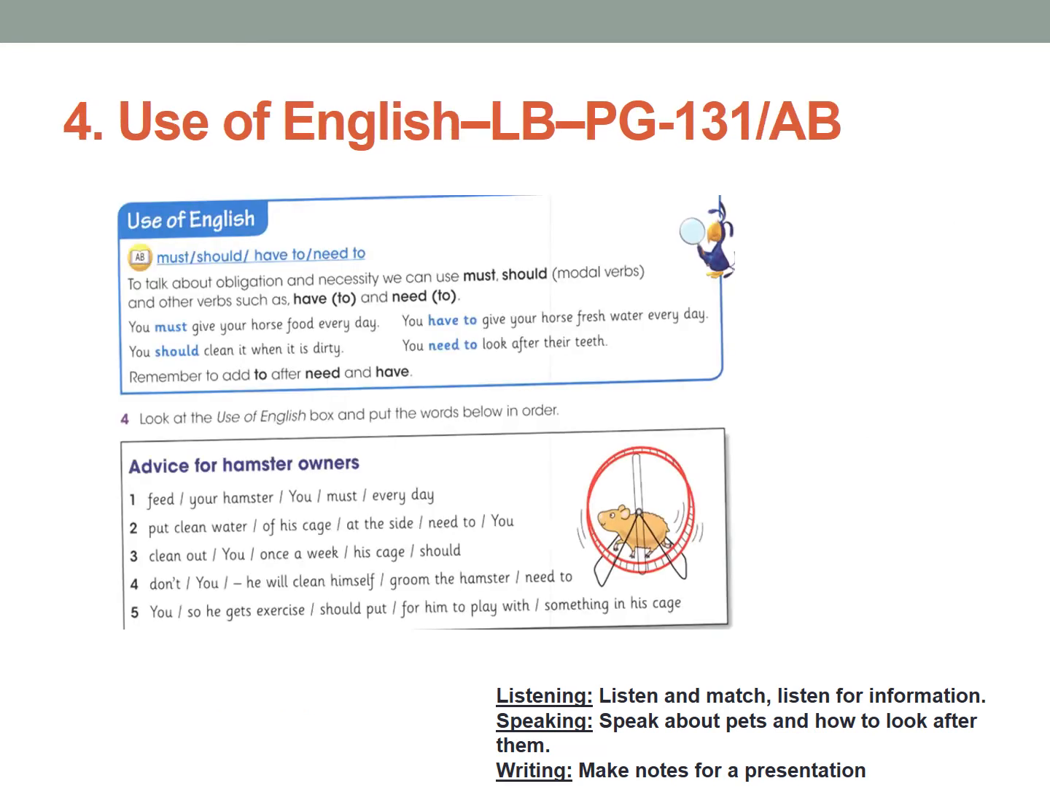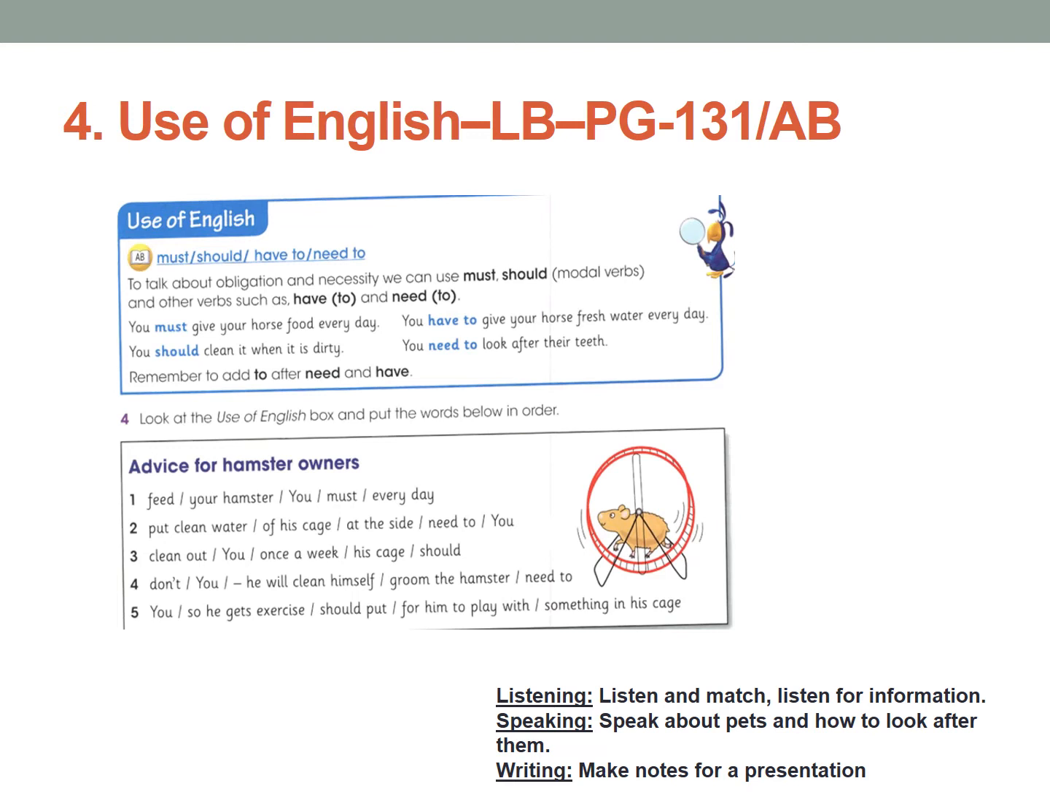And let's get back to learner's book, page number 131, activity for use of English. Use of must, should, have to, need to. These are the words. Now must, to talk about obligation and necessity, we can use must, should, and other verbs such as have to and need to. You must give your horse food every day, that you are confirmed that you have to do. And you should, like, you should clean it when it is dirty.